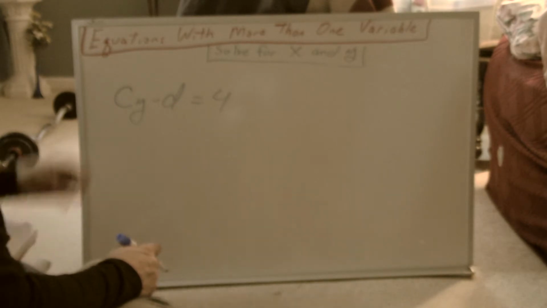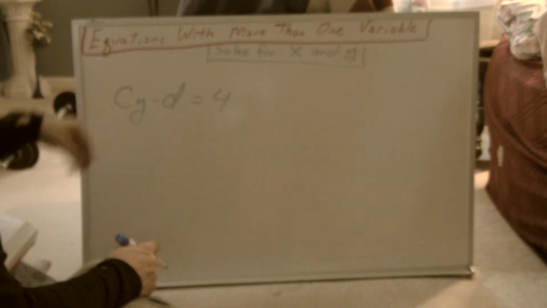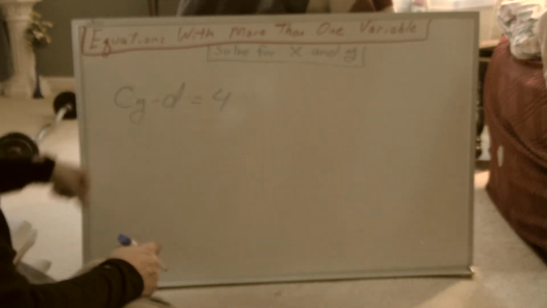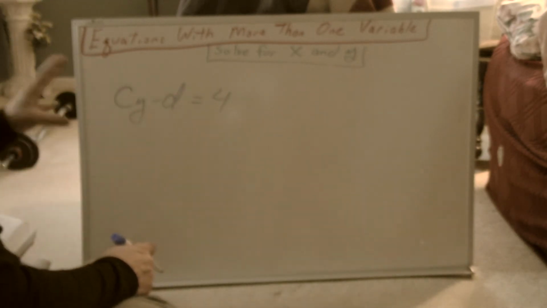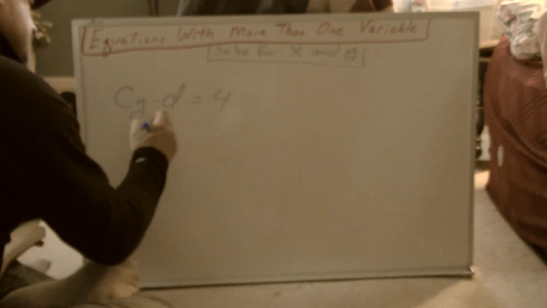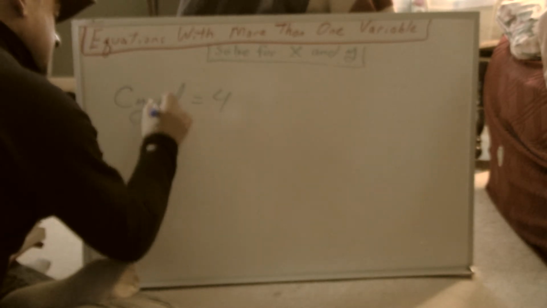So the y is attached to a c. So I'm going to hold him for a minute there. Let me get that d to the other side. I got to get him out of the way. I want the cy by himself. So I'm going to do the opposite inverse, which is plus d.